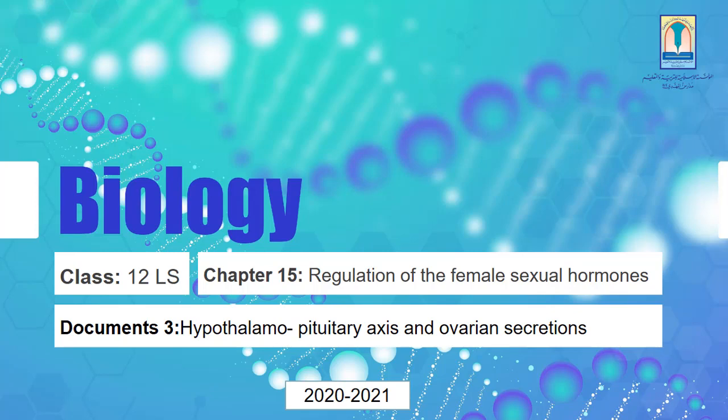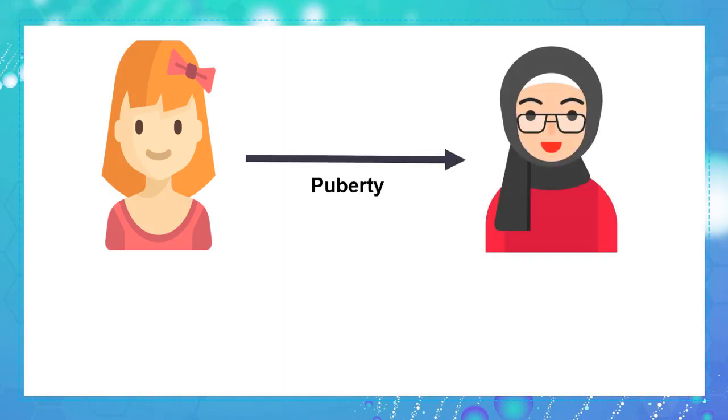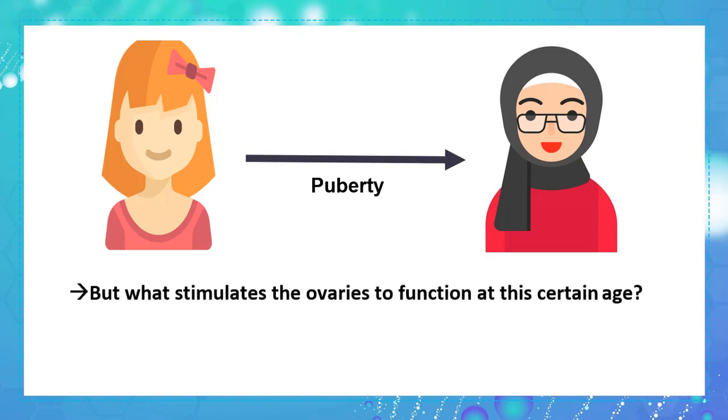I'm teacher Ahmed Jamul. I'm glad to talk about document 3 of chapter 15, hypothalamus pituitary axis and ovarian secretions. At puberty, the female ovaries start to function by secreting ovarian hormones as estrogen and progesterone. But what stimulates the ovaries to function at this certain age? Why not before and why not later?